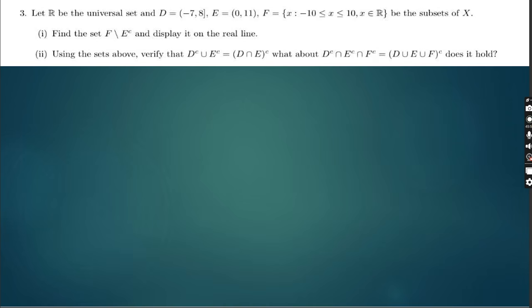Okay, so this is the question I asked you to go and try. Go and try and send me the answers. I want you to see how far you can apply your understanding.